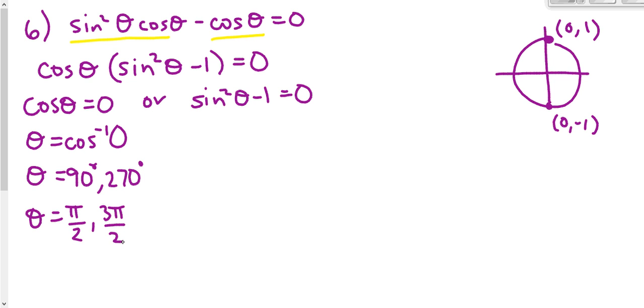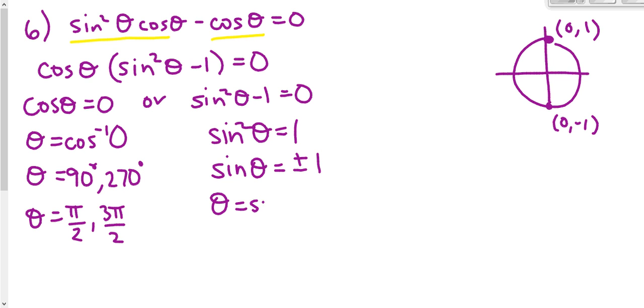Now for the other equation, there are several ways we can do this, just like going back to problem number 3, I think. There are several ways we could do that. One way is just to start by adding 1 to both sides, and then square root. We get sine theta equals plus or minus 1, and then find the inverse sine. So we have inverse sine of positive 1, and we have inverse sine of negative 1.